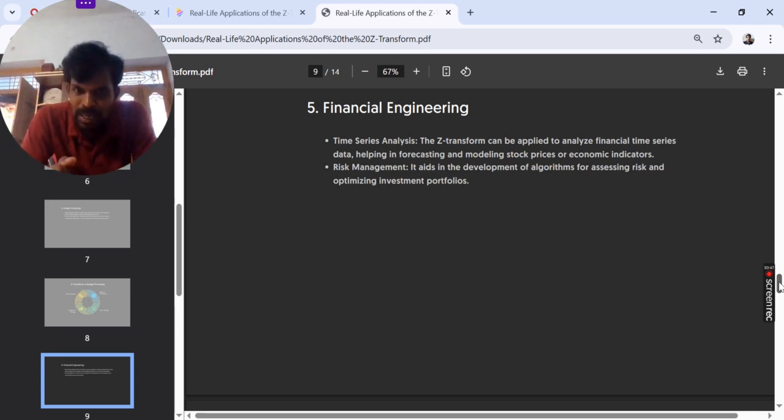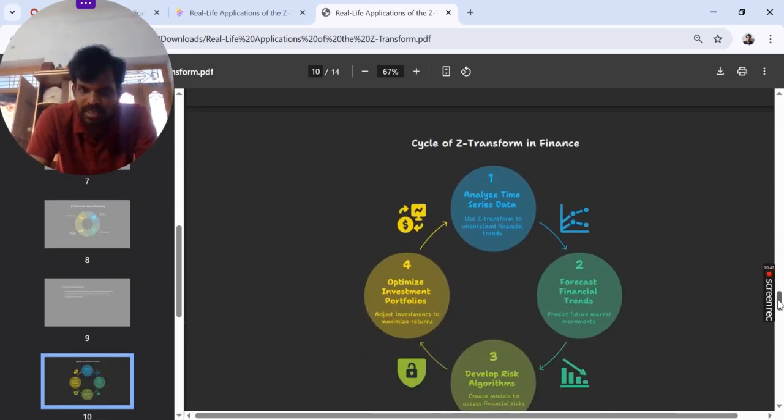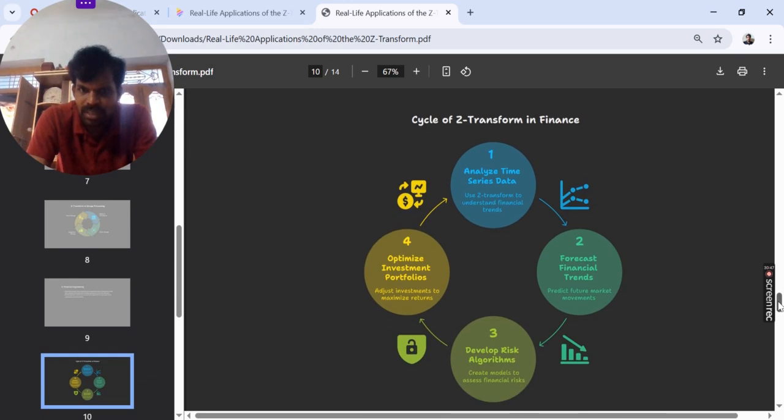And the second one is risk management. That is, it aids in the development of algorithms for assessing risk and optimizing investment portfolios. So it is a cycle of the Z transform in finance: analyze time series data and forecast financial trends, develop risk algorithms and optimize investment portfolios.